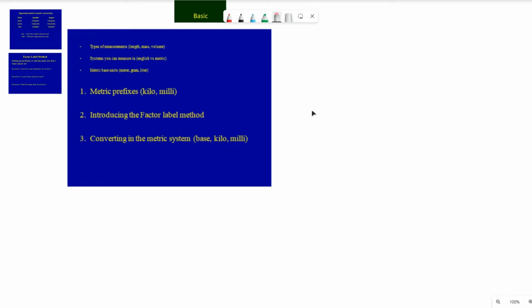So the factor label method that we're going to be introduced to today is going to be used throughout many of the videos and talks that I do that deal with mathematics and chemistry. And then we'll close the lesson by doing some sample problems of converting from one of the base units, either meters, gram, or liter, and then converting using kilos or millis as prefixes.